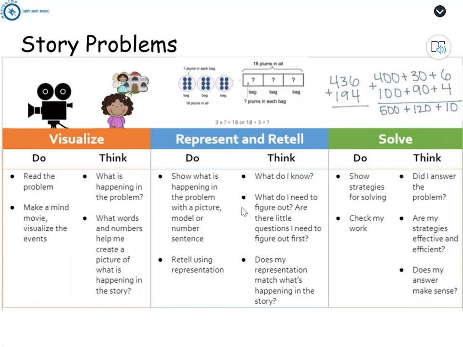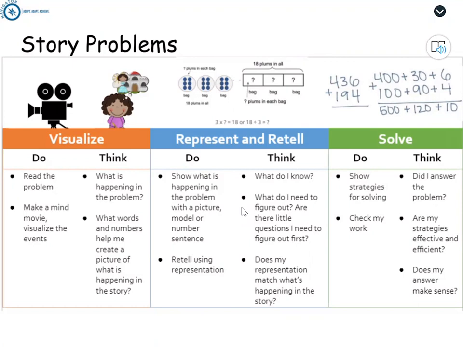Before we get into today's task-based lesson, I want to make sure that we remember our story problem protocol. So go ahead and look at the screen, and you should see how we can solve and approach story problems. So we want to visualize what the problem is telling us. So we read the problem, we make our mind movie and visualize what's happening. What words and numbers help me create a picture of what's happening in this story? After we've done that, and sometimes we need to read the problem more than once and make our annotations, then we need to show what's happening in the problem. We need to make a picture, a model, a number sentence.